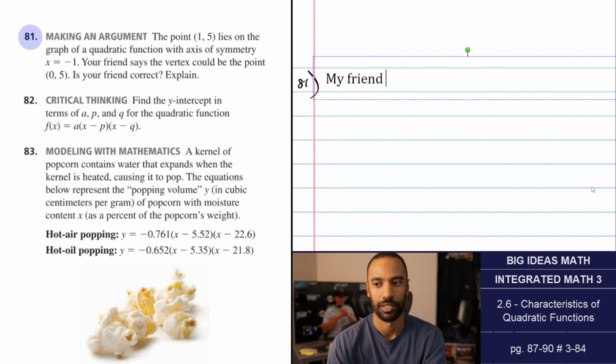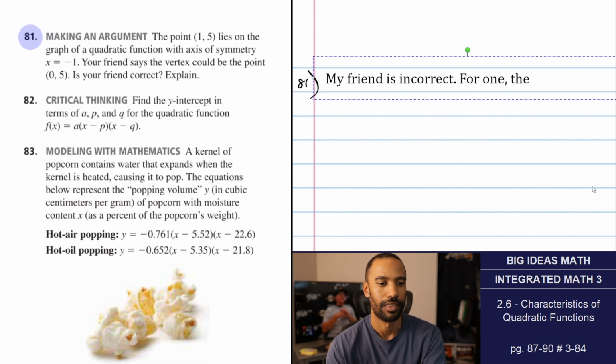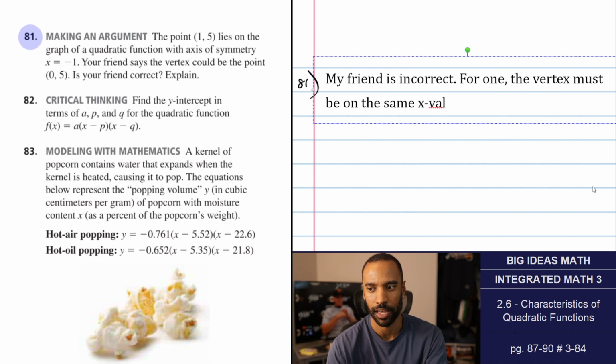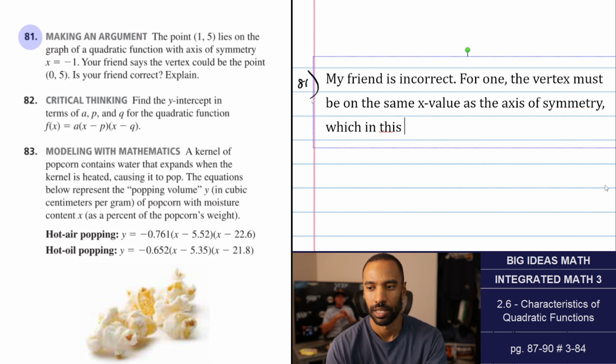My friend is incorrect. There are two reasons my friend is incorrect. For one, the vertex must be on the same x value as the axis of symmetry. The vertex must be the same as the axis of symmetry, which in this case is x equals negative 1. So, at (0, 5), no.